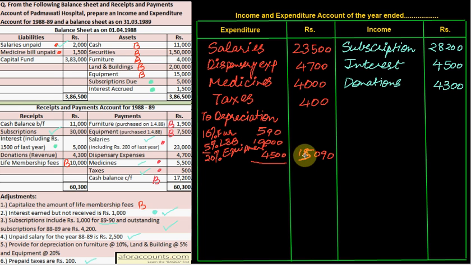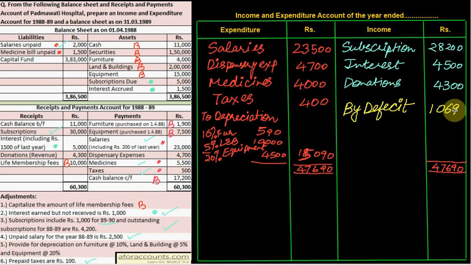And now we'll take the total of both the sides and ascertain whether there is a surplus or deficit. So take the total. The total of your expenditure side is higher, as it is 47,690. So 47,690 minus the 3 items, 28,200, 4,500 and 4,300, we will get a deficit. So the deficit comes to 10,690.